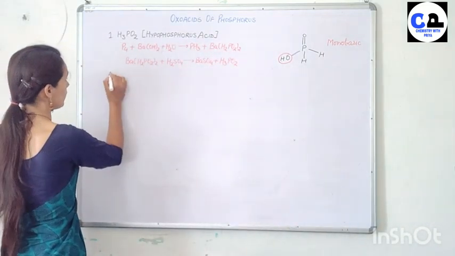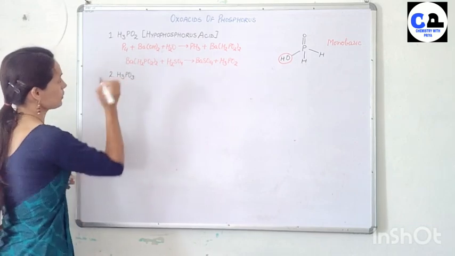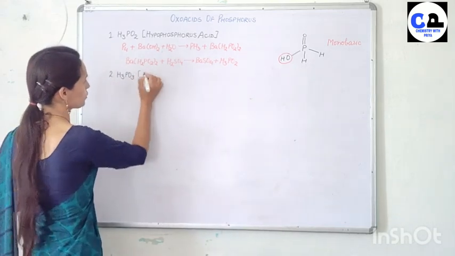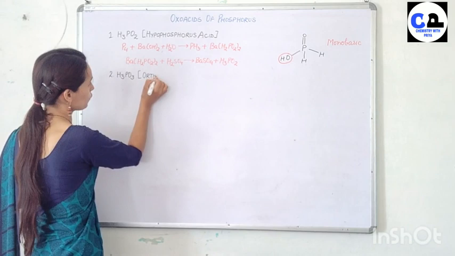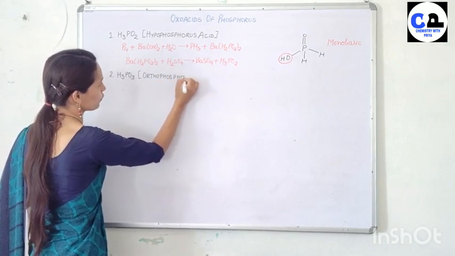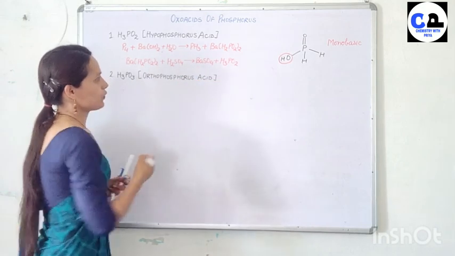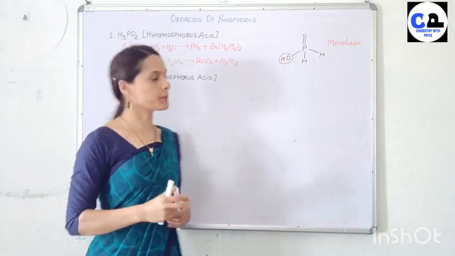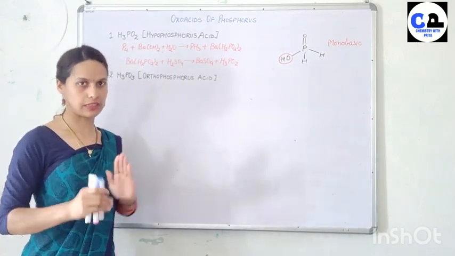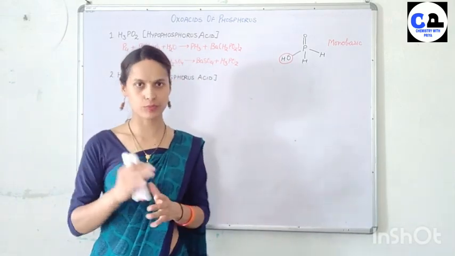Next, second, we will talk about H3PO3, and that H3PO3 is known as orthophosphorous acid. First of all, we will talk about the preparation of orthophosphorous acid, which is also known as phosphorus acid. So either phosphorus acid or orthophosphorous acid, both are the same thing.